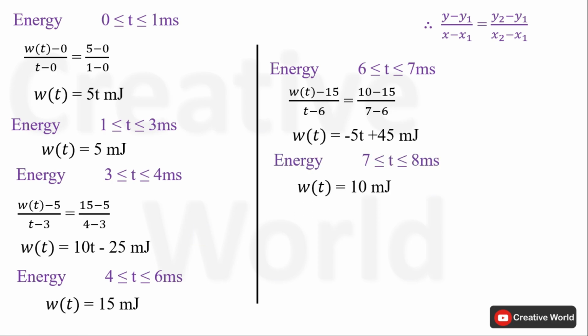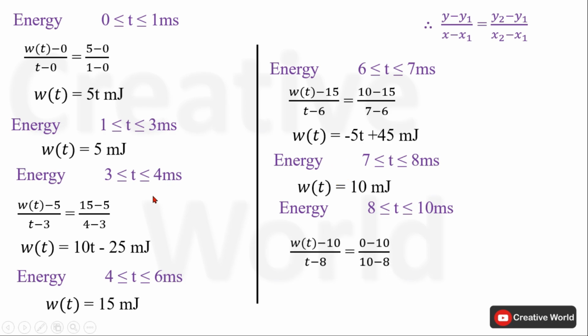Where the energy is constant, we will take it as it is, and where the energy is decreasing or increasing linearly, there we will use the straight line equation. So we have calculated the energy between all time intervals from 0 to 10 milliseconds. So now we will calculate the current for these time intervals.